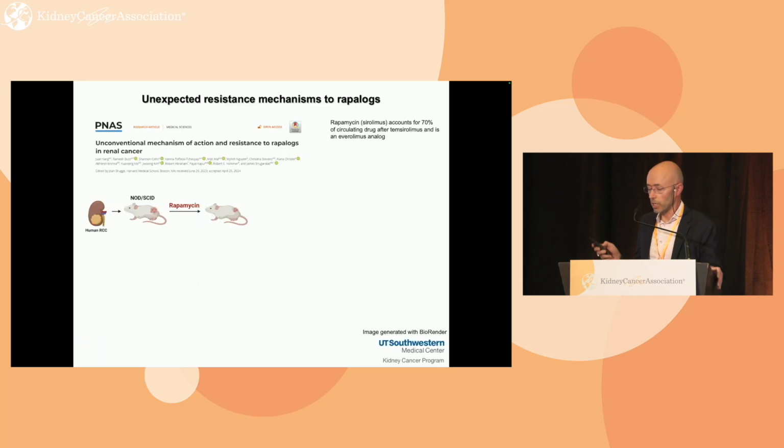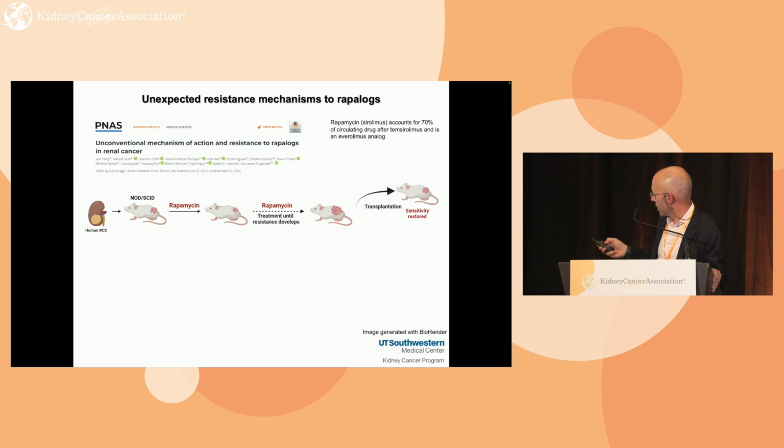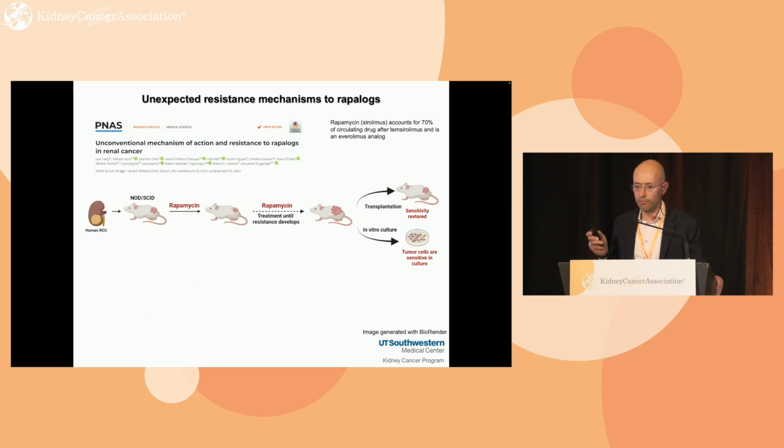So the data that I'm going to show you is summarized in this slide. We decided to use the same platform that we used to understand resistance to belzutifan, or the PT drugs, to understand resistance to rapalogs. So we took mice, we treated with rapamycin, the tumors regress, but then if you treat for long enough, the tumors grow. And then, interestingly enough, if we took this tumor that was resistant and put it into another mouse, the tumor became sensitive. And if we took these cells and looked at mTOR inhibition, in culture they were sensitive. So that was the first clue that this was not a genetic mechanism, right?